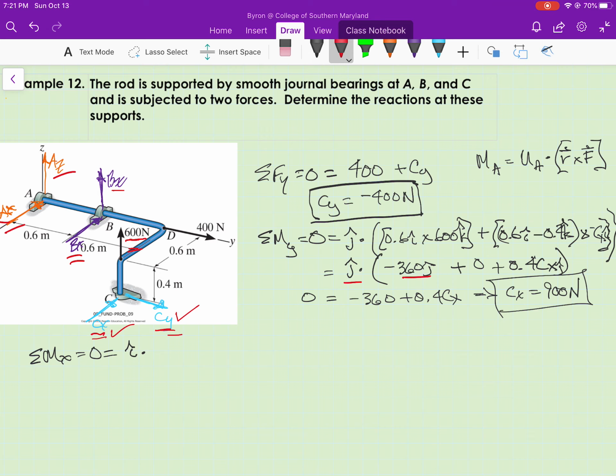Okay, so I'm going to write r cross F for each of those 3 forces, r being a position vector from the x-axis to each specific force. So I'm going to have, I'll do b sub z first, 0.6 j crossed into b sub z, which is in the k direction.